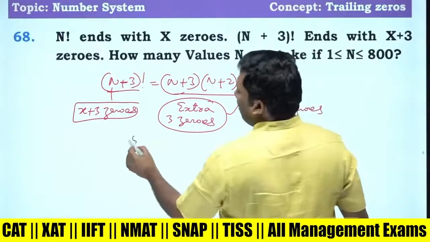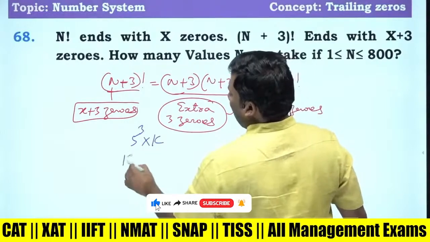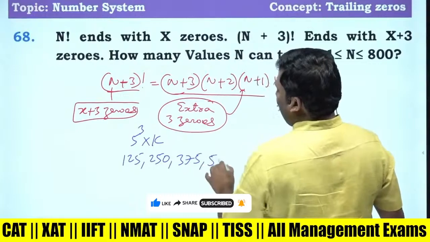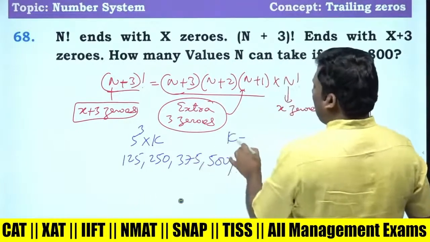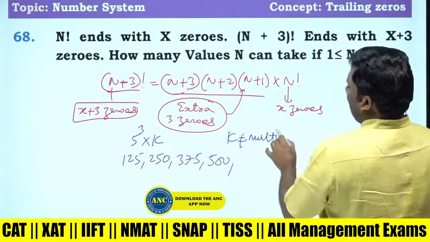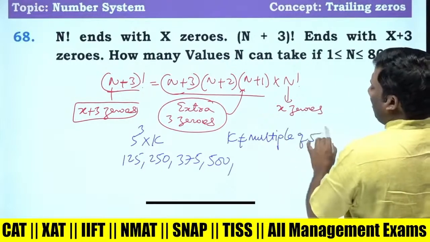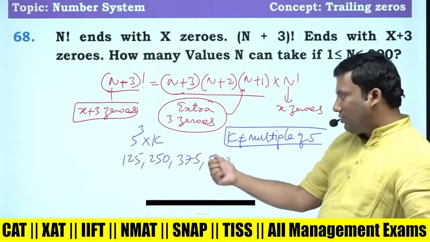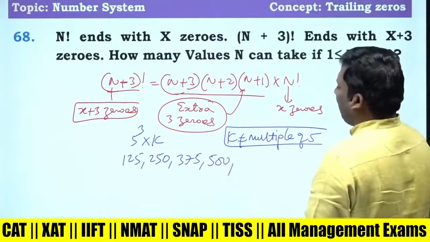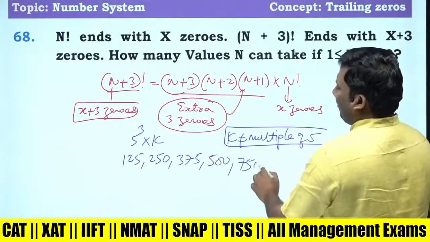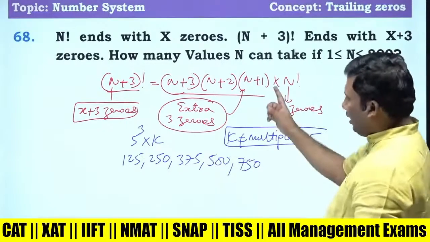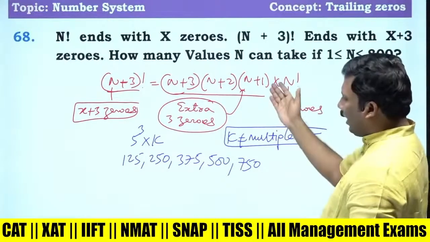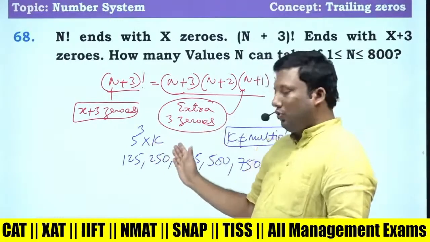3 zeros means it should be 5 cube into k: 125, 250, 375, 500. k should not be a multiple of 5. Otherwise, I will get 4 more zeros. 625, it is not possible. 750. That means n plus 1 can be either 125 or 250 or anything.